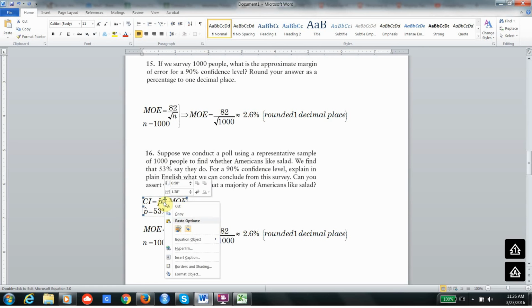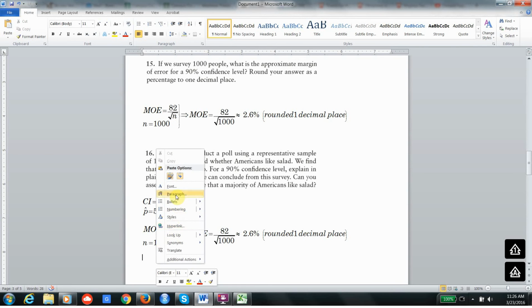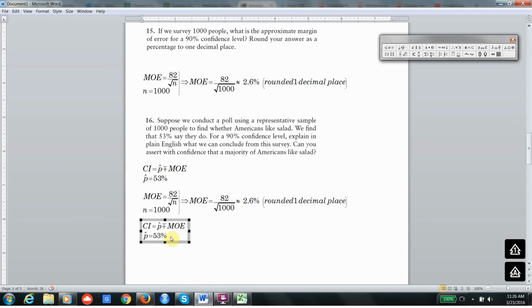So my final confidence interval will be 53 minus 2.6, so I'm going to get 50.4 for the lower value. And then for the upper value, I'm going to add 2.6, so I'm going to get 55.6. And that's going to be my 90% confidence interval for the true population proportion.